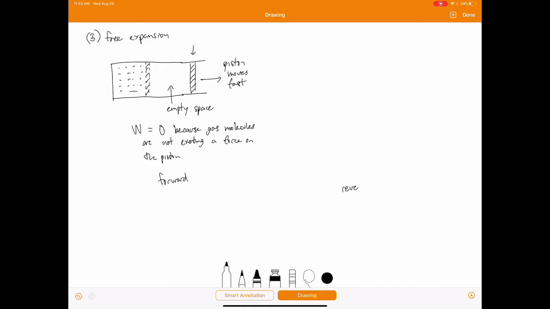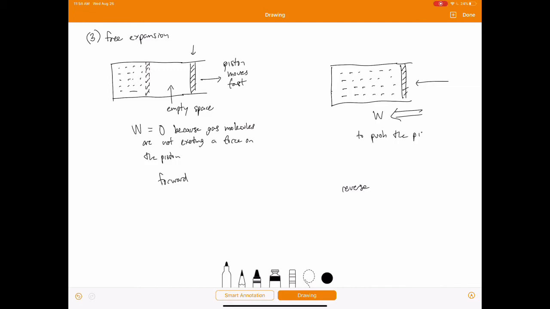The reverse process would be, now we have the gas, it expanded already to this volume. And I want to take it back to the original volume. So what I'm going to have to do is push that piston inwards. Okay? And in doing so, you'll have to do work on the gas. So to push the piston back, you'll have to do some amount of work on the gas.